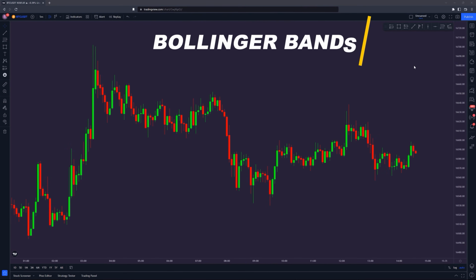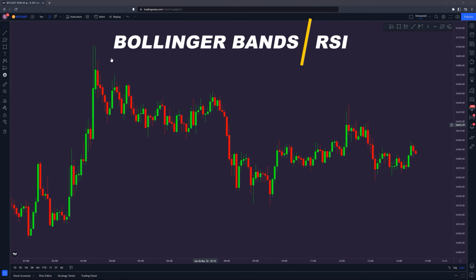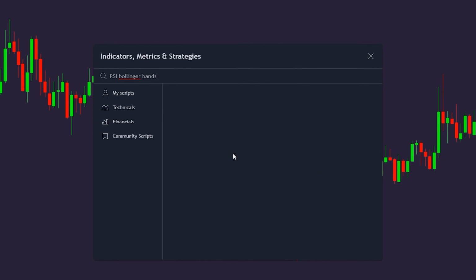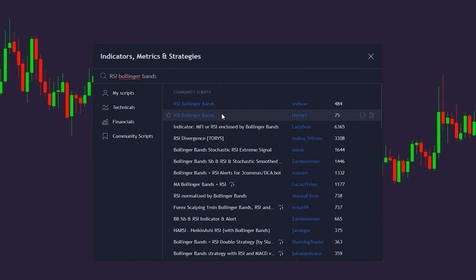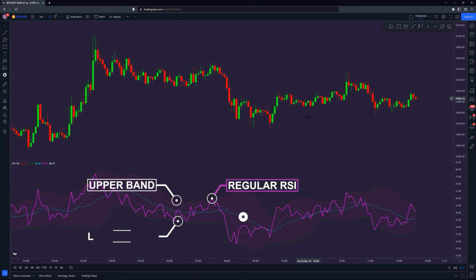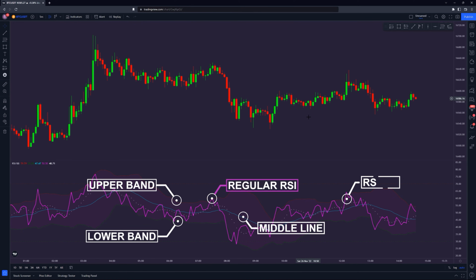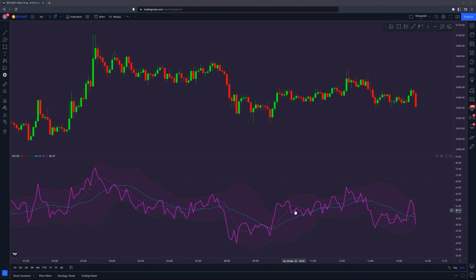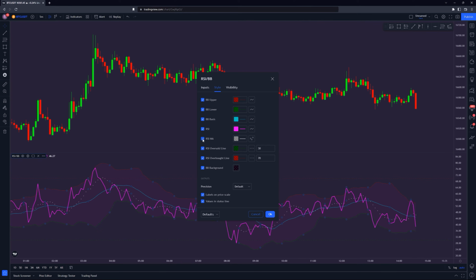Next indicator is RSI Bollinger Bands. Go to the indicator menu and search RSI Bollinger Bands. Use this indicator right here. The pink line is the regular RSI. This is the upper line of the Bollinger Band, the lower band, and the middle line. These little dots are the moving average of the RSI. You can hide this in the settings if these dots are annoying in the chart view.